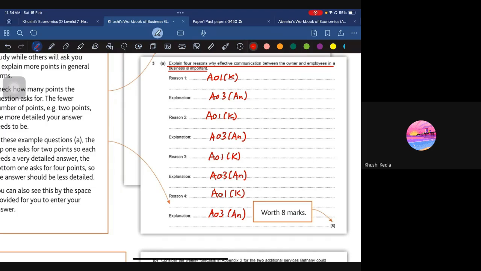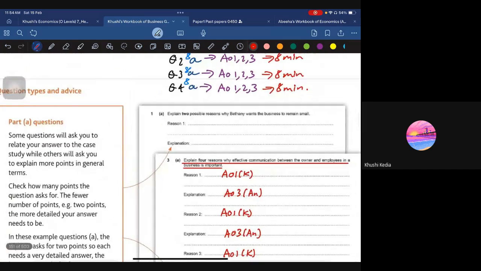But then there is another type of eight marker which can come, which says explain two possible reasons why Bethany wants the business to remain small. Now, why would we say that the application is going to come here and not in the other part? Because here they've included the name. They've included an application from the business in the question, so that means we require application in our answer.